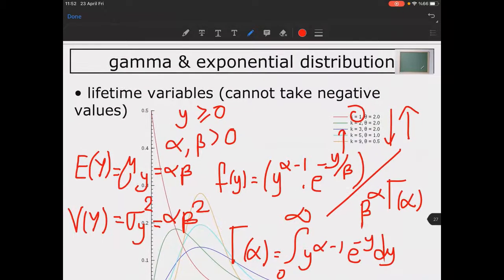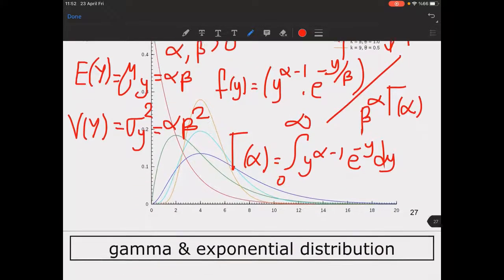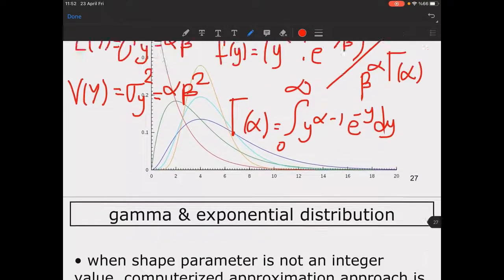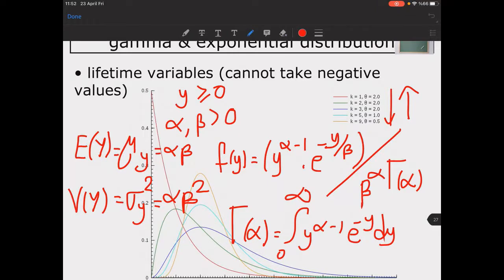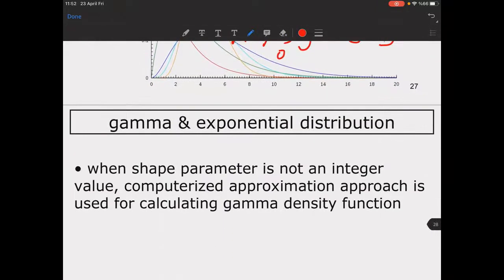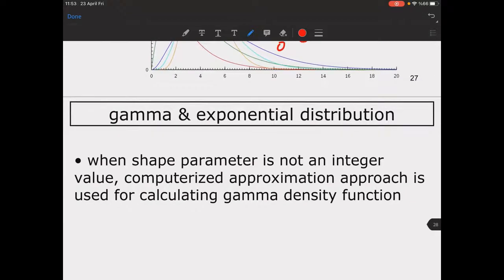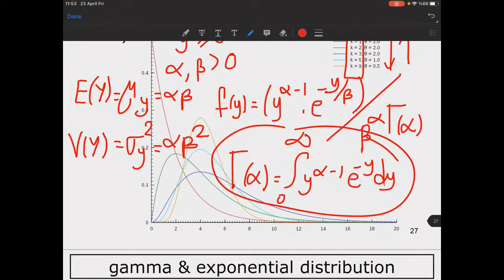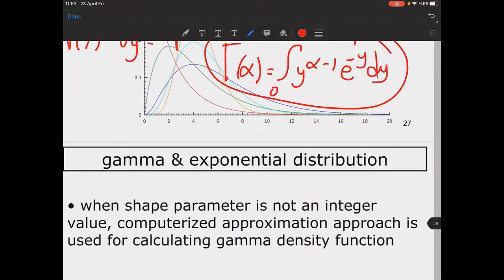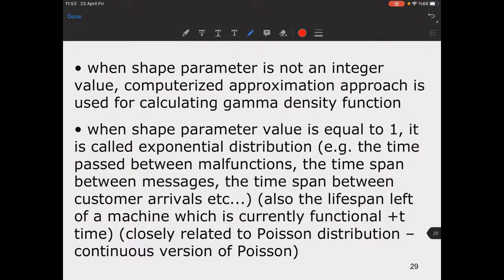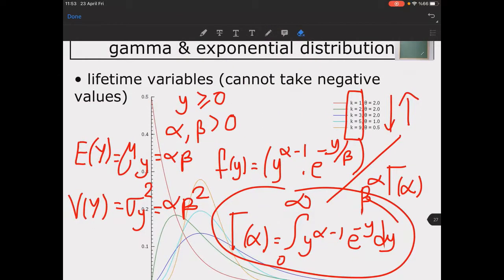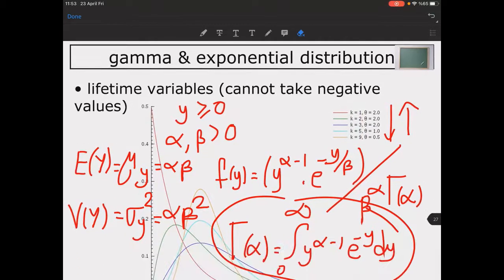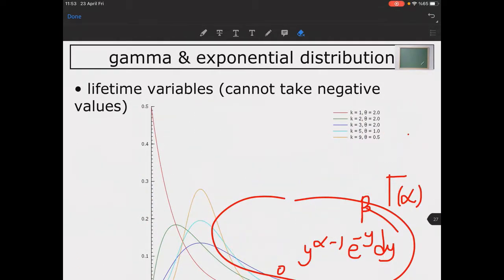Now, this is all about the gamma distribution, and when your shape parameter is not an integer value here, as you see, all of these shape parameters are integer values here. If it is not an integer value, a computerized approximation approach is used for calculating the gamma density function, for calculating the area under that curve. Manual calculation would not be possible. That's the idea. And when your shape parameter value is strictly equal to 1, it is now called the exponential distribution, which is a special case of your gamma distribution.